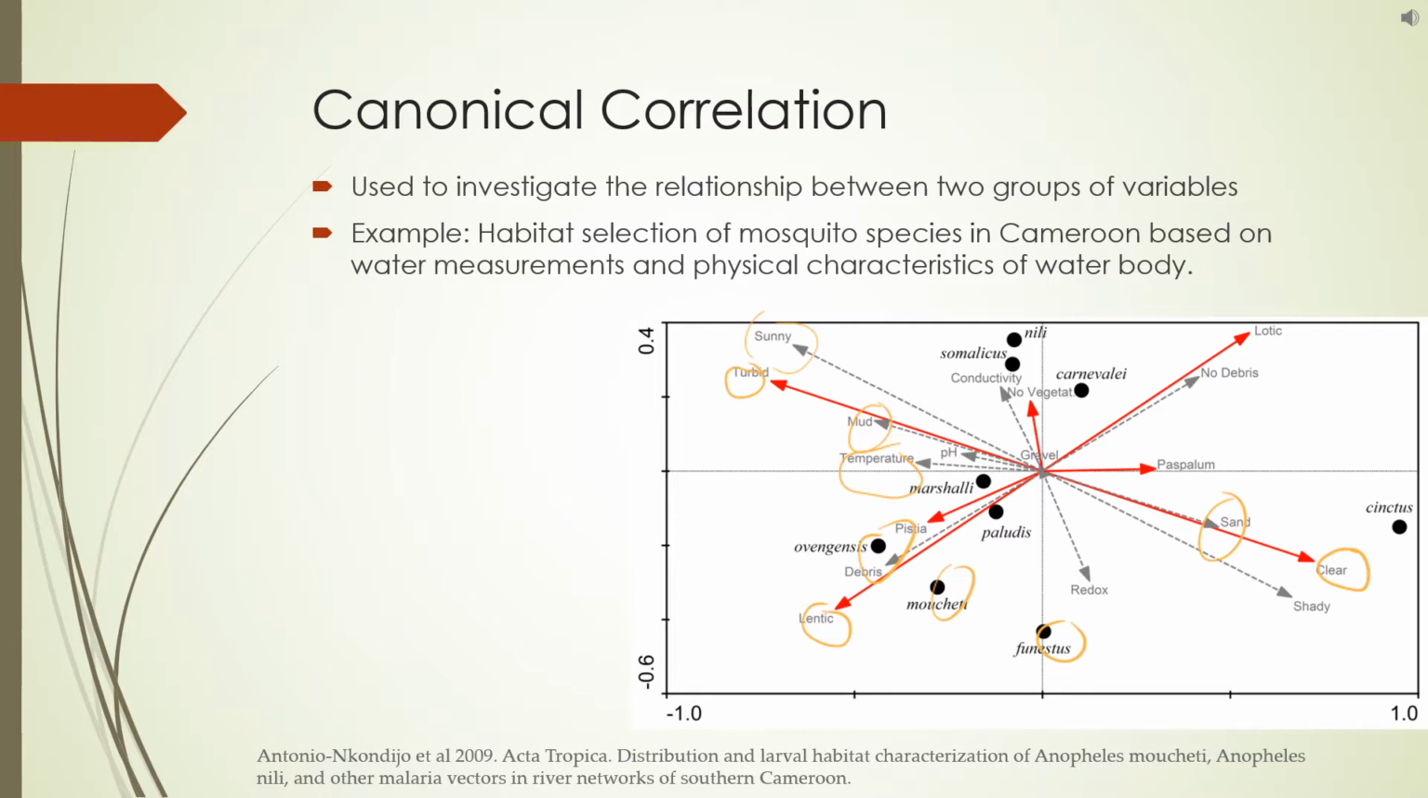And again, this is used to investigate the relationship between two groups of variables, kind of like factor analysis, to ask whether there's association between those groups of variables, and if they can possibly be used interchangeably to explain, say, the distribution of a species. This example is a habitat selection of mosquito species in Cameroon based on water measurements, such as turbidity and temperature and so on, versus physical characteristics of the water body.